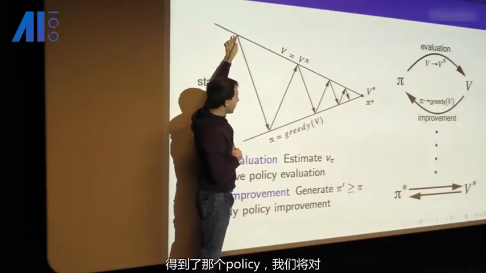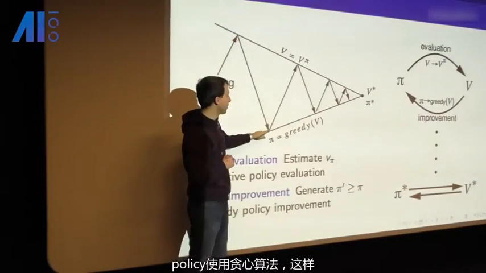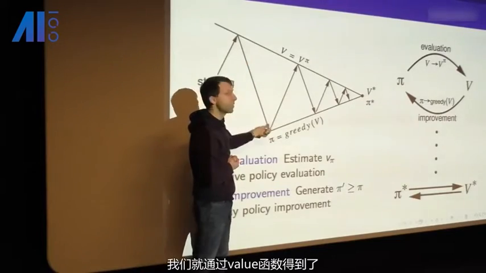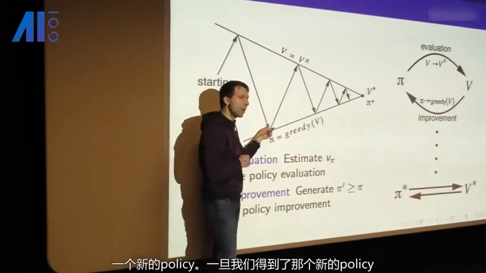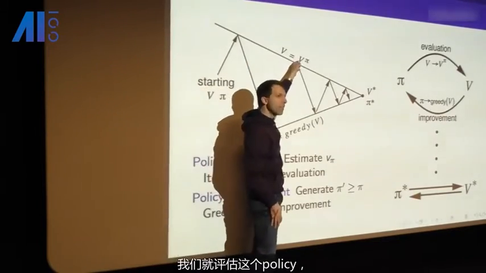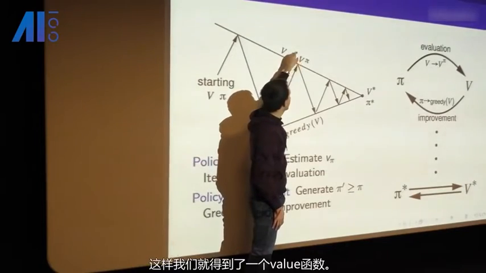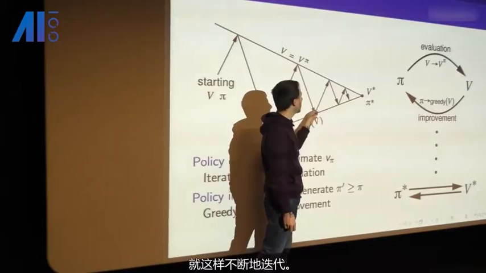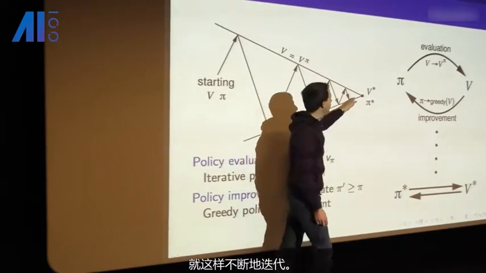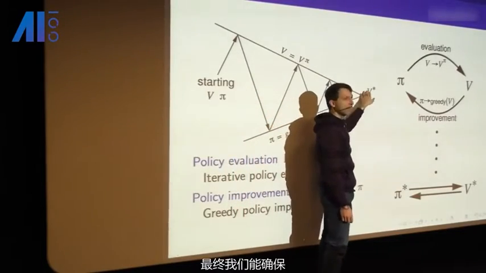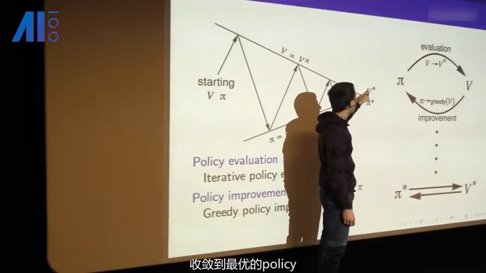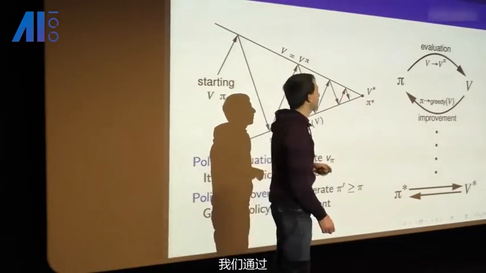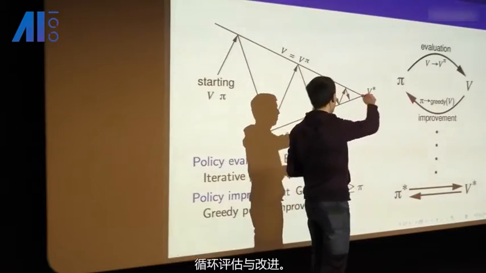Once we've got that value function, we act greedily with respect to it to give us a new policy. Once we've got that new policy, we evaluate the new policy. That gives us a value function. Once we have that new value function, we act greedily with respect to it. Once we have that new policy, we evaluate it, and so on. And what we'll see is that this is guaranteed to converge to the optimal value function, and therefore the optimal policy. So we have this cycle of evaluation and improvement.